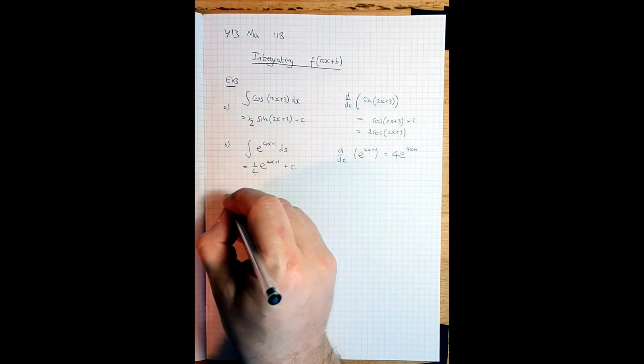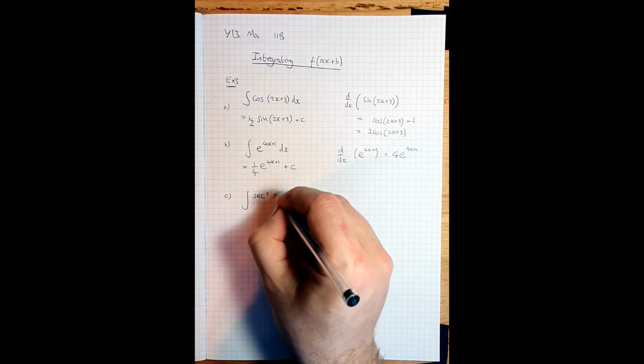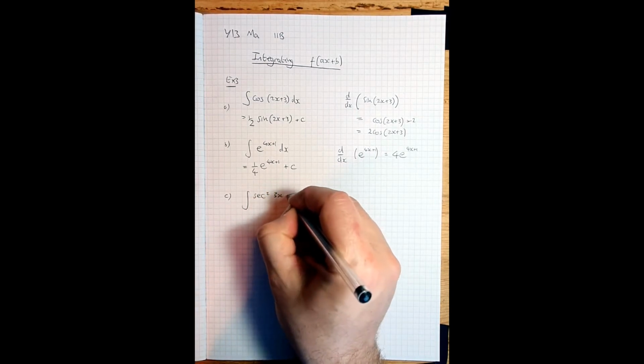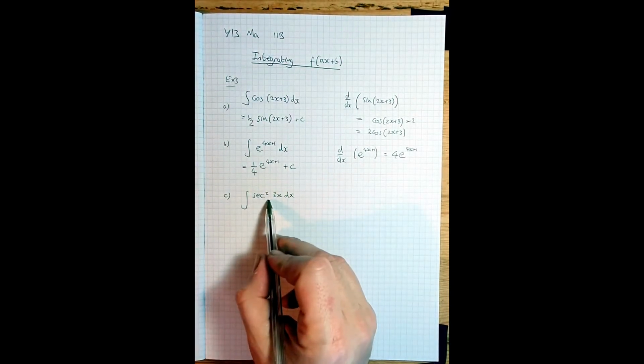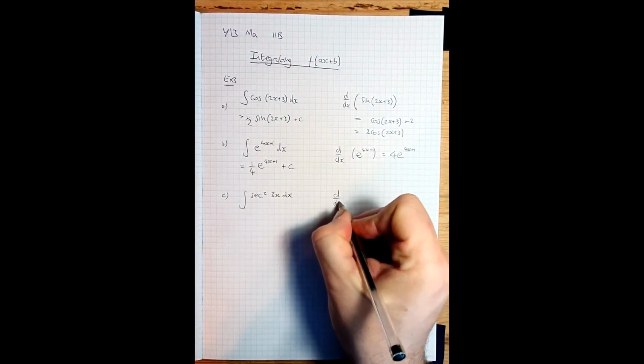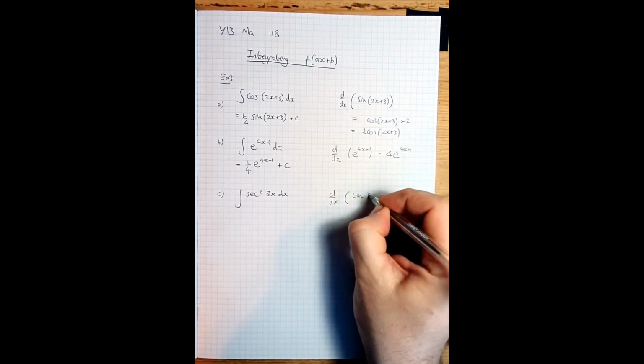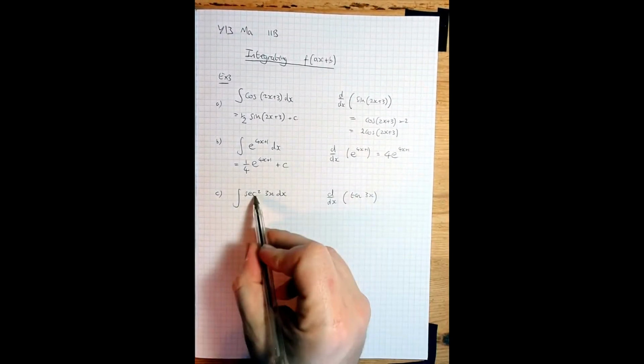And part C, sec squared 3x. Well, I know that sec squared is on the standard list, so I can use the list in a formula booklet and consider what happens when I differentiate tan 3x, because of course tan differentiates to sec squared.